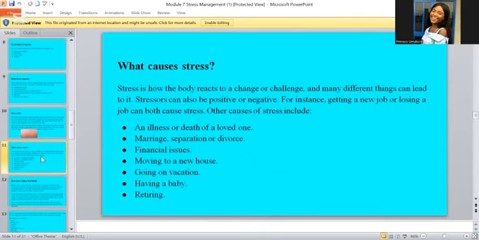Stress is how the body reacts to change or challenges, and many different things can lead to it. And stressors can also be positive or negative. For example, getting a new job or losing a job can cause stress. And some of these causes include an illness or death of a loved one, marriage, separation or divorce, financial issues, moving to a new house, going on vacation, having a baby, or retiring.